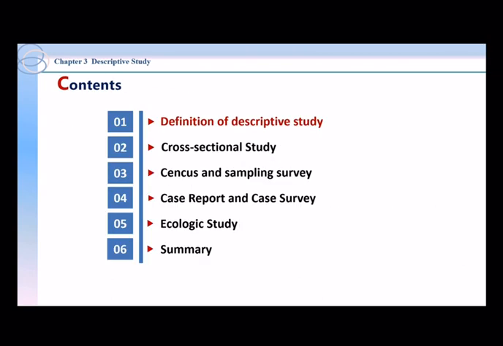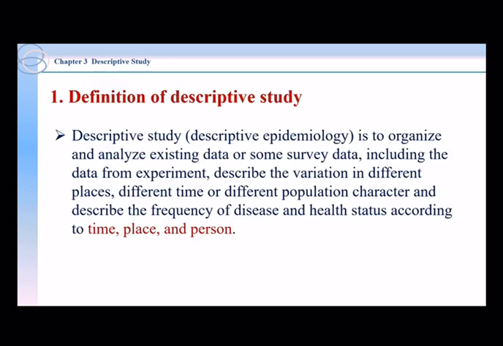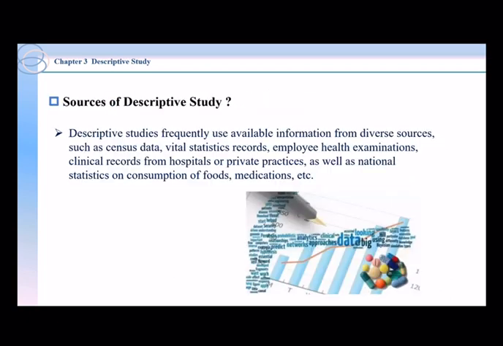So to start with this chapter, we're going to start with the definition. The descriptive study, also called descriptive epidemiology, is to organize and analyze existing data or some survey data, including data from different sources, and to describe the variation in different places, different times or different population characteristics, and describe the frequency of disease and the health status according to time, place, and person.